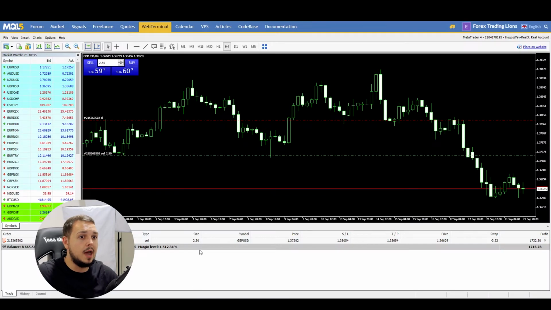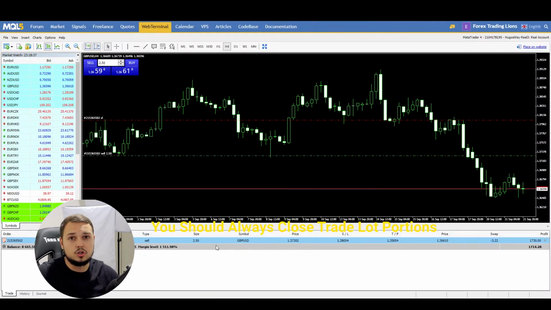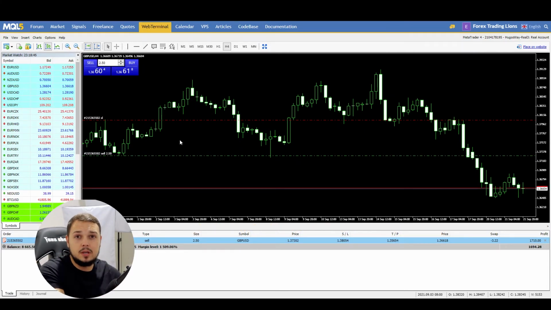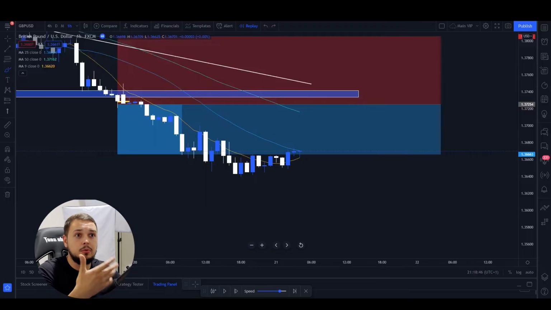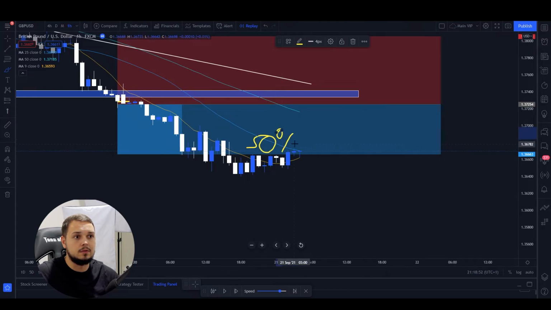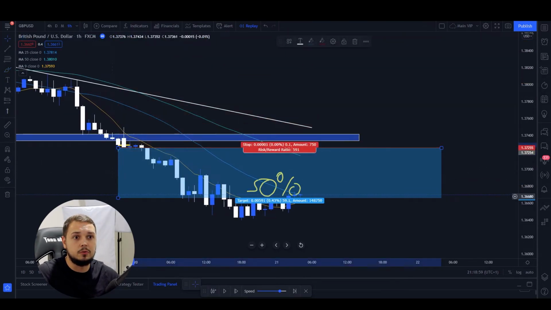So let's say now I have a 2.5 lot size trade, maybe close 50%. So close 1.25 lot size and keep the remainder running and move your stop loss to entry. So let's say we close off half a portion over here. So let's say 50% is closed. Yeah. So we have 1.25 lot size remaining. We move our stop loss to entry.